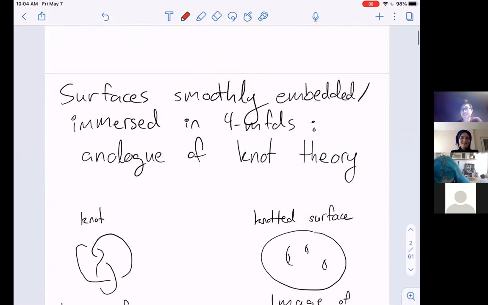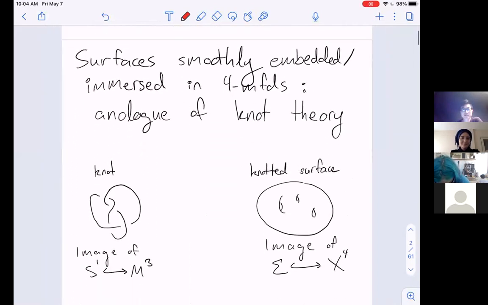Okay, so I'm telling you about surfaces smoothly embedded or immersed in four manifolds, which if you don't usually think about these things, you should think of as an analog of knot theory, which is probably more familiar. So maybe we all know that knots are circles smoothly embedded in a three manifold, and maybe you're really pedantic and ask, is it the embedding or the image of the embedding? But that's kind of dumb.